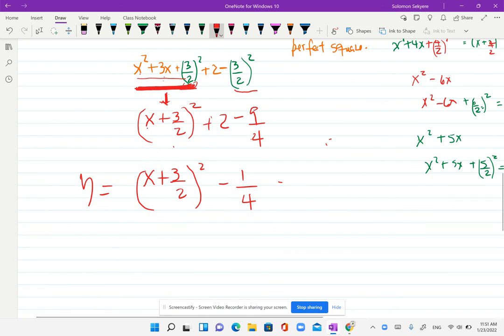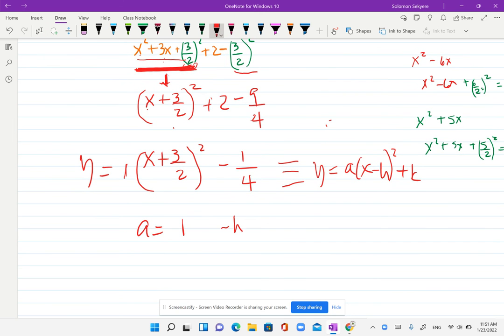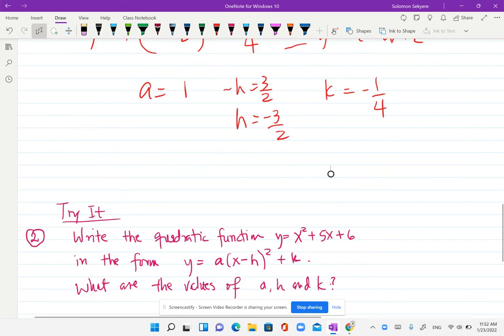And then if you compare this to what we've been given, y equals a times x minus h all squared plus k, you realize that your a equals 1. There's no number here. So a equals 1, right? And you have your negative h equals 3 over 2. That means h equals negative 3 over 2, and then your k equals negative 1 over 4. That's your answer. You are done.